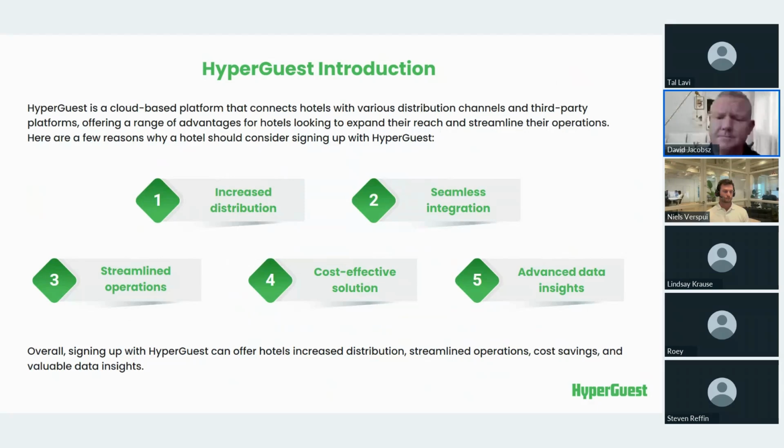Then data. As a revenue manager myself, data is always key. Everybody wants data. Without data, how do you make decisions? How do you implement strategies? So HyperGuest actually provides you with data in order for you to implement strategic strategies for peak periods, for low season, for anything like that. You can now make informed decisions based on the data that is available to you on the HyperGuest platform.